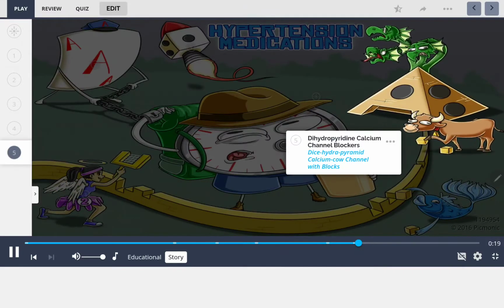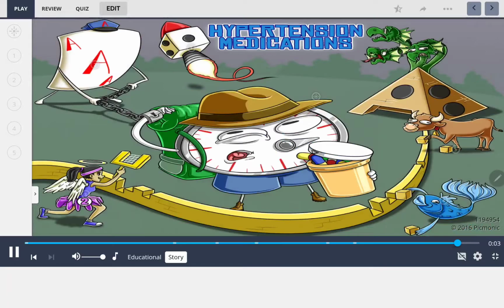At the end of the line, the hiker's ultimate fate awaits. A dice pyramid guarded by the Hydra, who's offering no more second chances. As the forces of chance seal the hiker away, the calcium cow blocks all remaining channels for escape. Fate caught up with this hiker in the end, and now he'll have to change his ways.